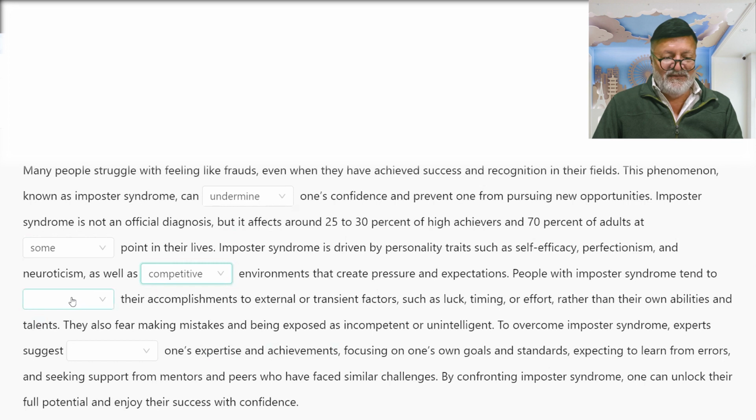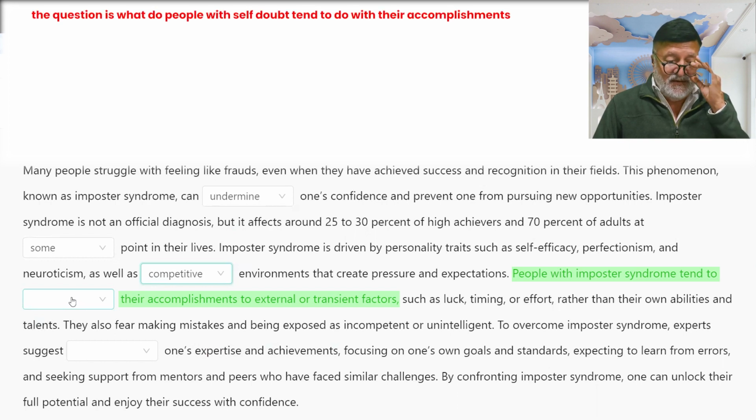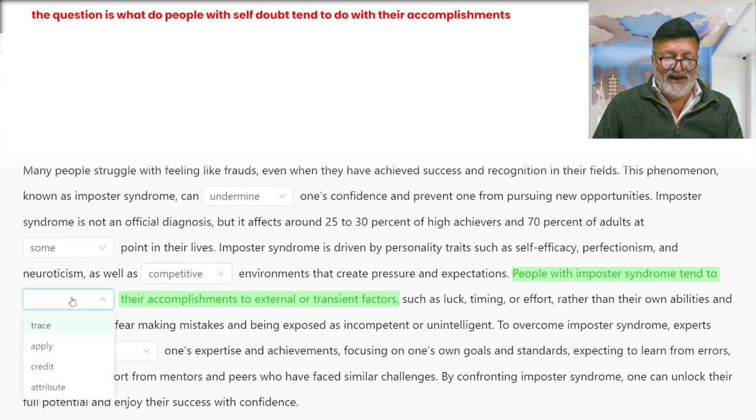In the next blank, we can start from people with imposter syndrome tend to dash their accomplishments to external factors. Now the question is, what do people with self-doubt tend to do with their accomplishments? The four choices are trace, which means find, apply, which means use, credit, which means add money to a bank account, and attribute, which means give credit to.